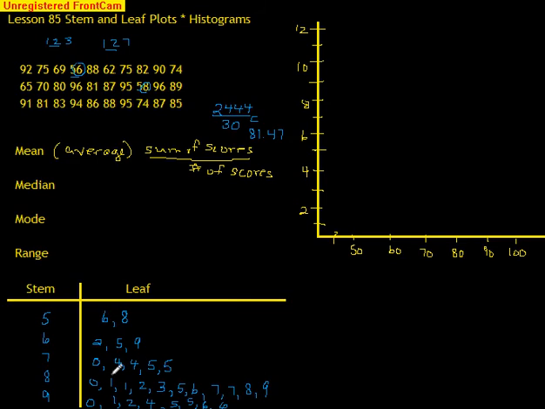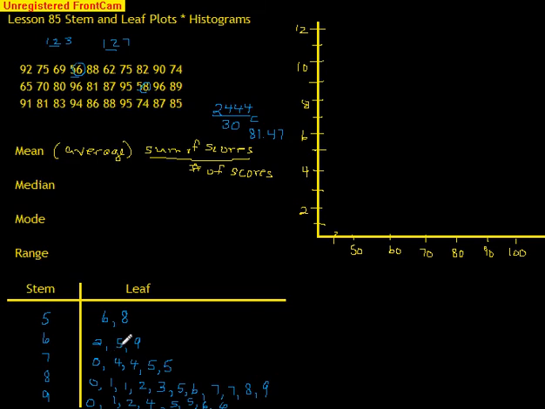So this gives us a better picture. It puts them in order, and it gives us a picture so that we can just look at it and say, wow, there are a lot of 80s, just a couple 50s, a couple 60s, but most of the numbers were in the 80s here. That makes sense. Our average is an 81.